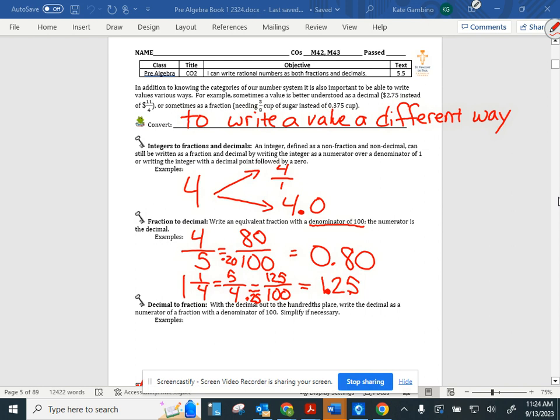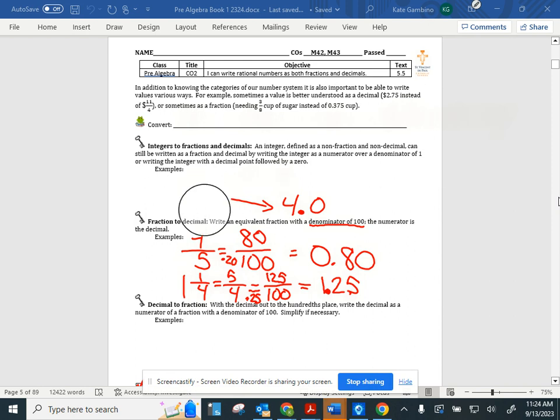Any questions on converting fractions to decimals? I'm going to erase so I can scroll up.